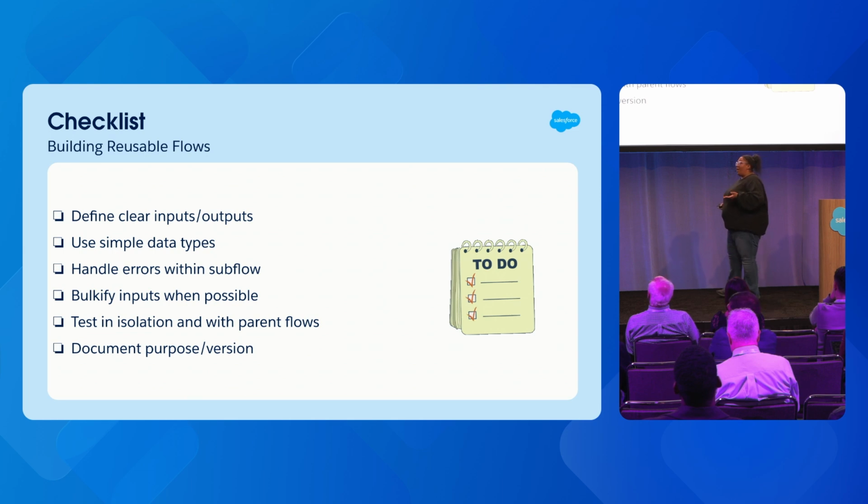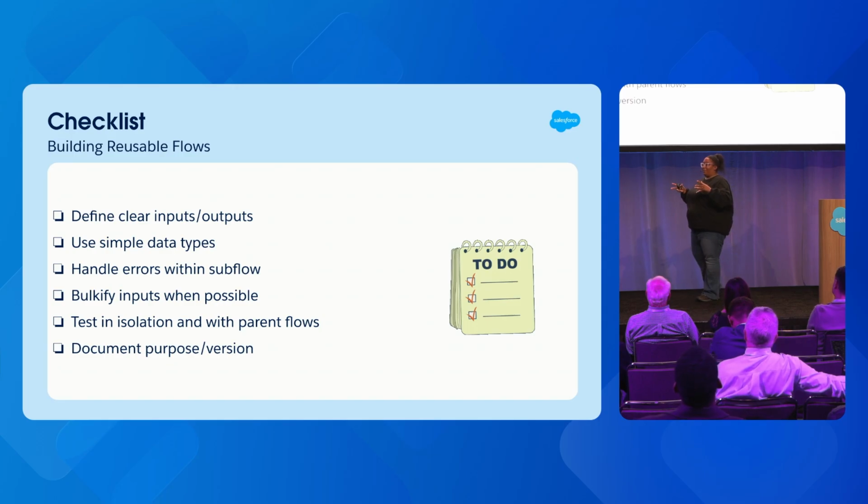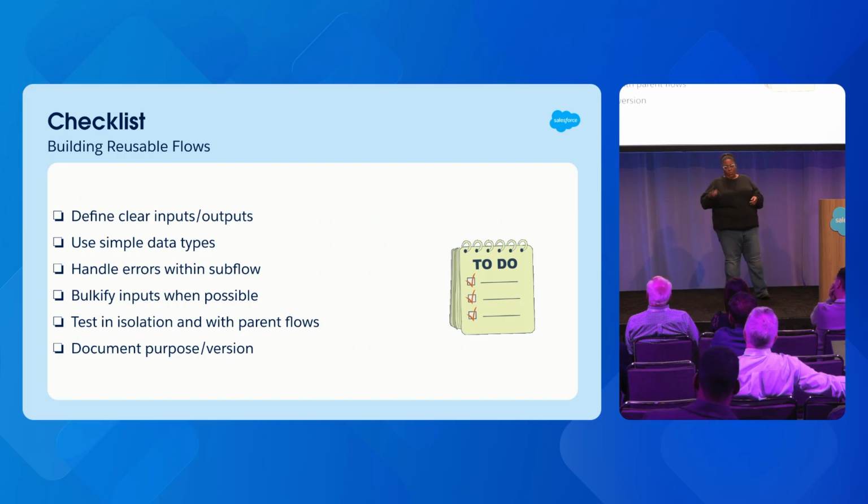Also, bulkify when possible. If within your parent flow you are getting records, get all the records that apply, then pass those IDs or data to your subflow, handle it within the subflow, and then output the data that you need. And then, of course, I've already mentioned testing and isolation, and also testing with the parent flow, and then documenting, which is something we already do anyway.